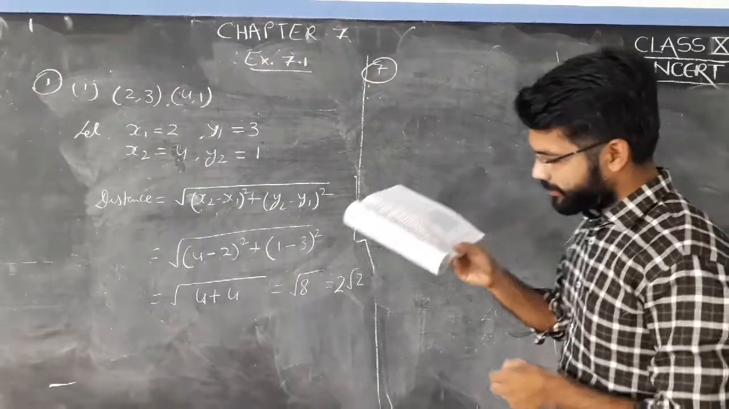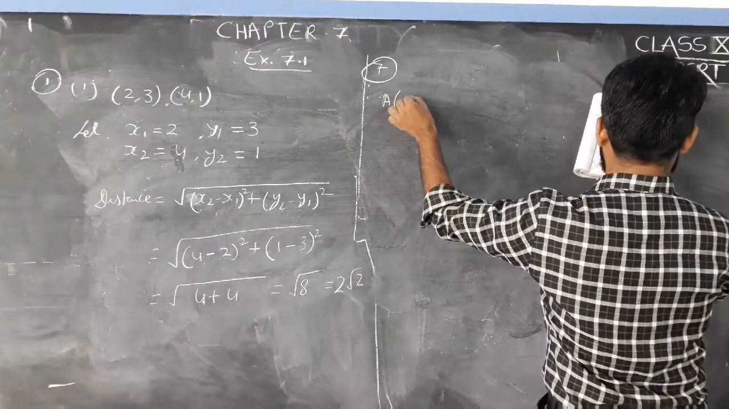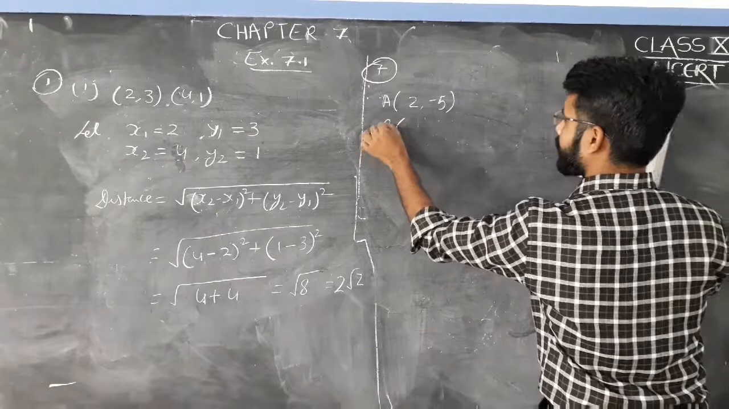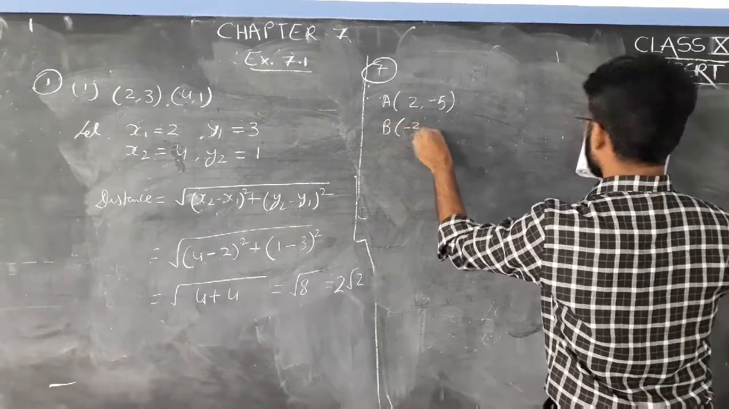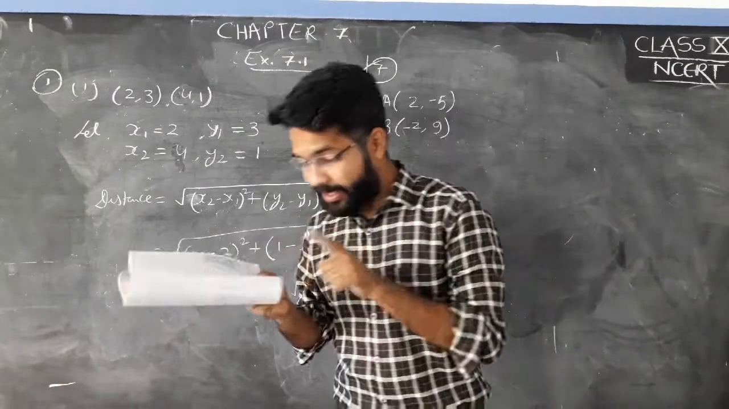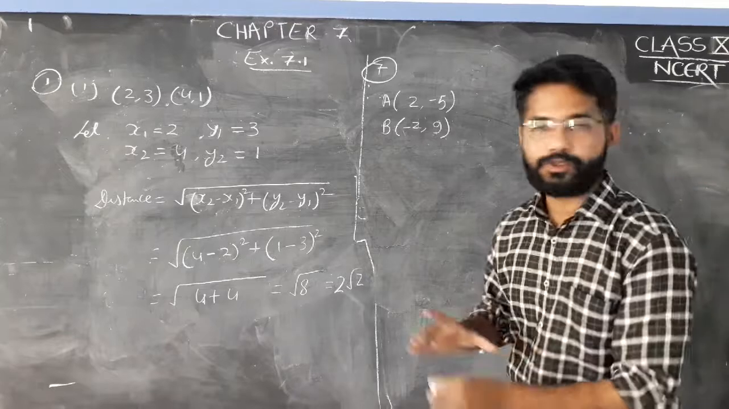Find the point on the x-axis which is equidistant from two points. A is (2, -5) and B is (-2, 9). They have told us to find the point on the x-axis which is equidistant from these two points.